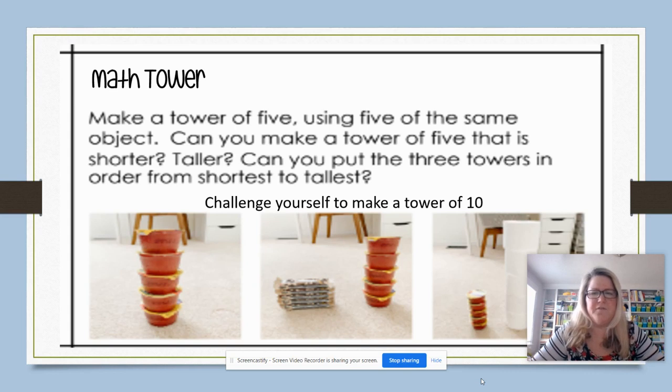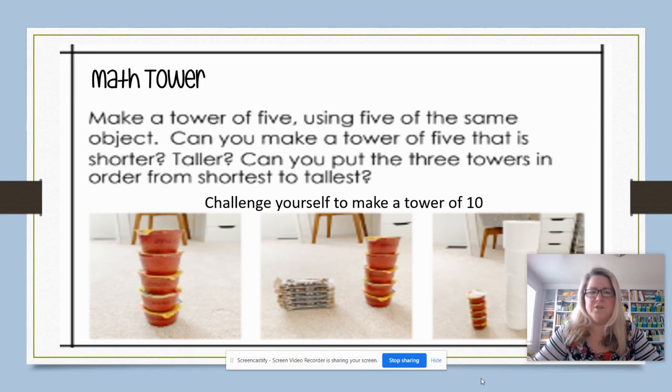So if you notice in the first picture, it's juice boxes, a tower of 5 juice boxes. Next, in the middle picture, I see a tower of 5 juice boxes that is taller than 5 cookies. And then in the last picture, I see the tower of juice boxes is shorter than the 5 rolls of toilet paper. See what you have in your house and see if you can make a tower of 5. Try to make 3 different towers of 5.